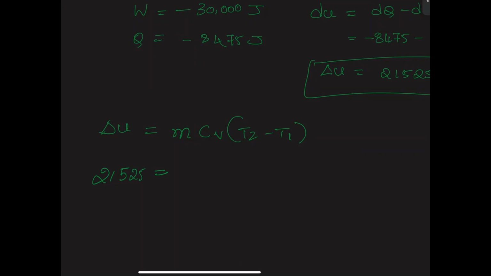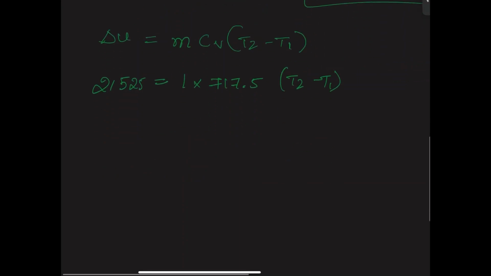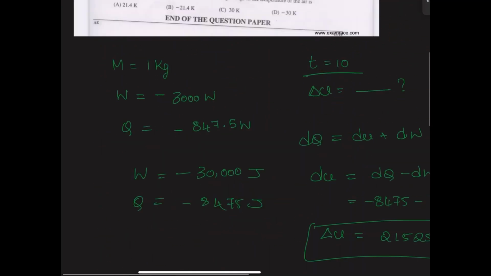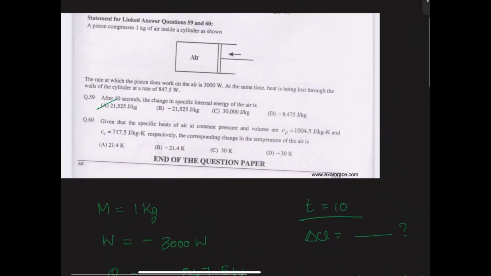So 21525, mass is 1 kg, and Cv is given as 717.5, times T2 minus T1. So T2 minus T1 equals 21525 divided by 717.5. So when you do this, you get T2 minus T1 as 30 Kelvin. So here option C, 30 Kelvin, is the right answer.